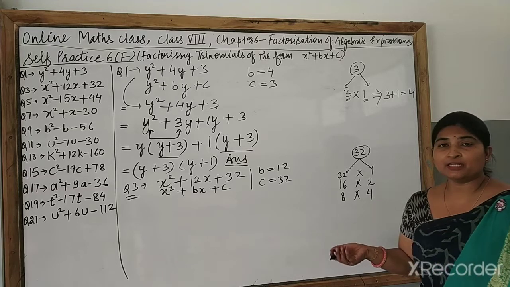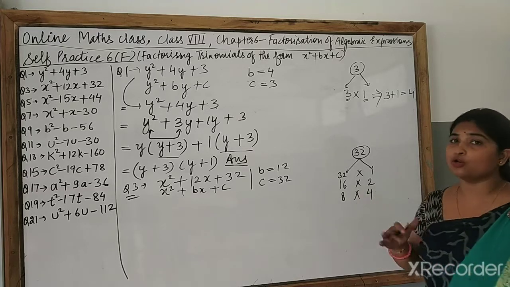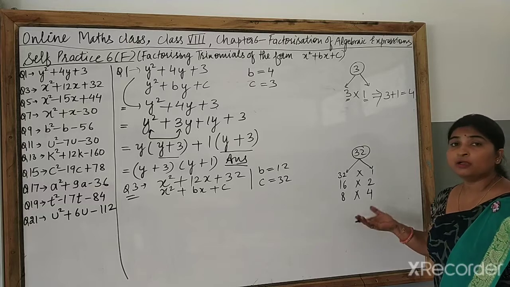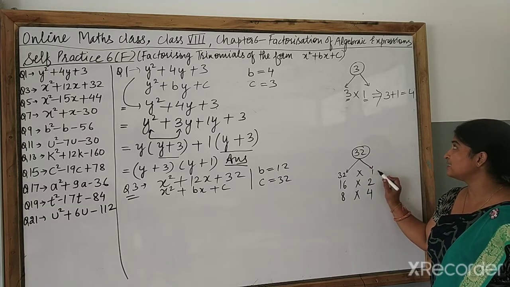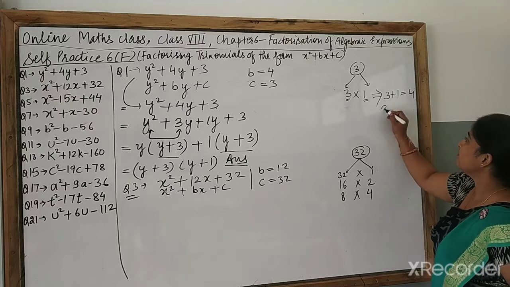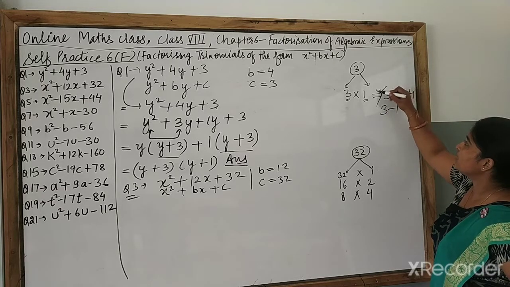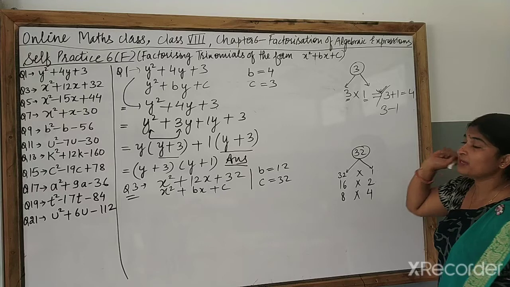Can there be any other method? No, actually if you will see there cannot be any more way we can write 32. So now we have to select. I should select this one or this one. Like here we have selected which one? This one we have selected because 3 plus 1 was coming 4.